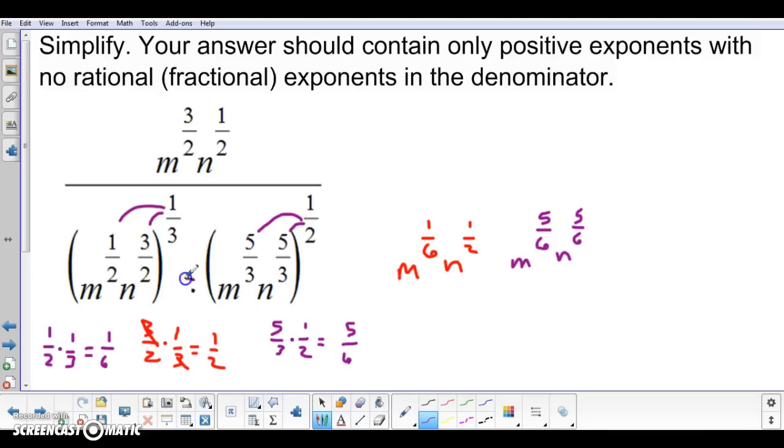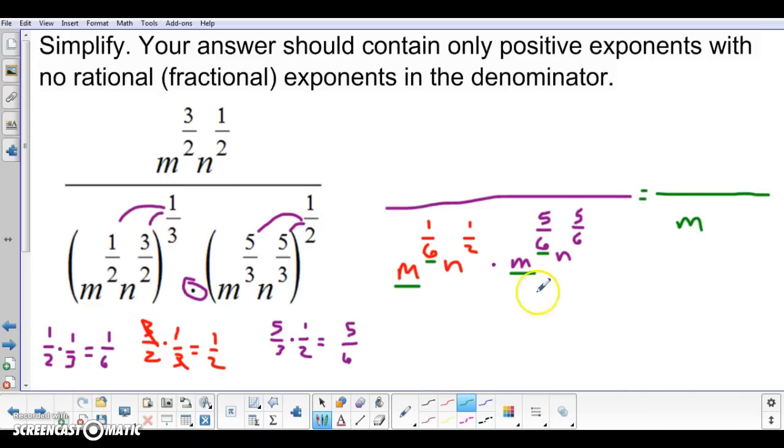So I was multiplying these together when I started. I'm still multiplying, so I can just write them all next to each other like so. Because I am multiplying powers together, now I notice that I have the same base here and here, which means I can add these exponents together. 1/6 plus 5/6, well, that's 6/6, which is 1. That's pretty convenient. So this is going to equal, slide it over here, m to the 1st.